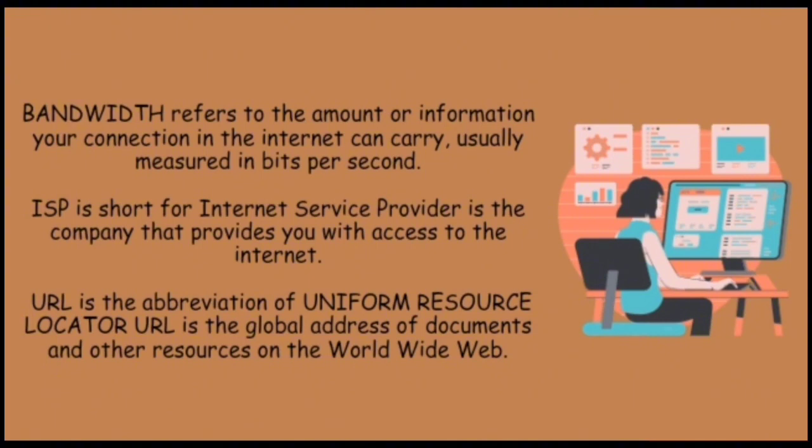URL is the abbreviation of Uniform Resource Locator, the global address of documents and other resources on the World Wide Web. The first part of the URL is called a protocol identifier and it indicates what protocol to use, and the second part is called a resource name and it specifies the IP address or the domain name where the resource is located. The protocol identifier and resource name are separated by a colon and 2 forward slashes.